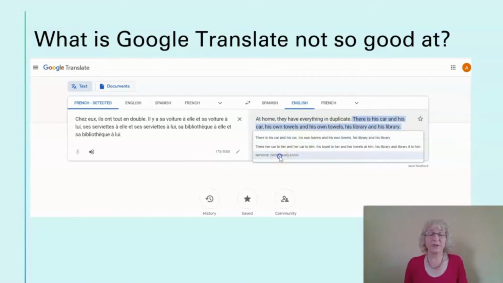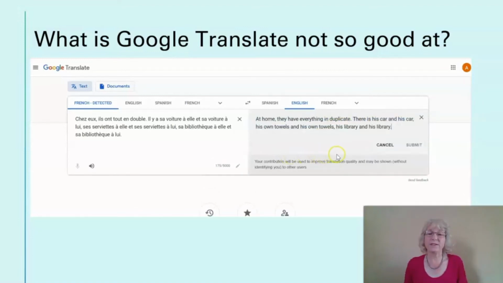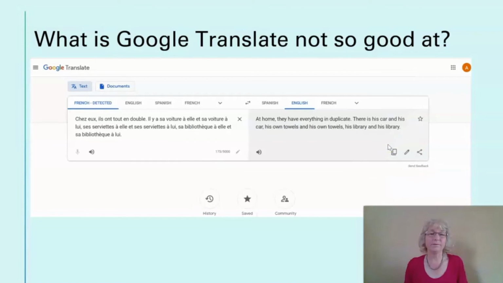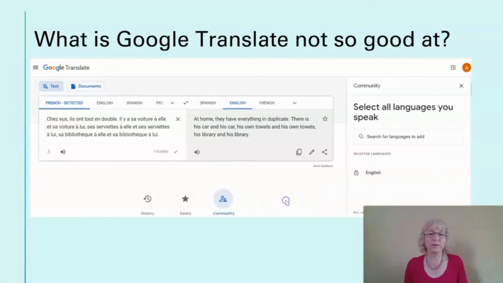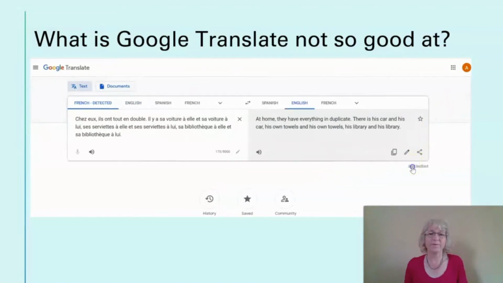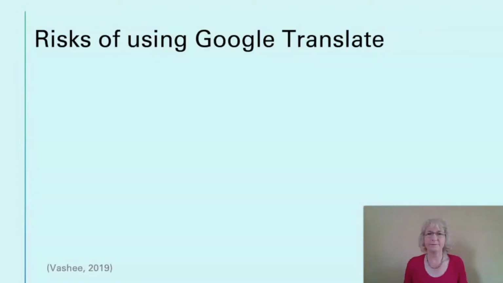The other feature to point out here is the way in which the neural system learns, by asking its users to judge or improve on the translation, or join the Google Translate community for a more active role in its development, or send feedback. By 2019, several trillion words were being entered into machine translation systems worldwide.